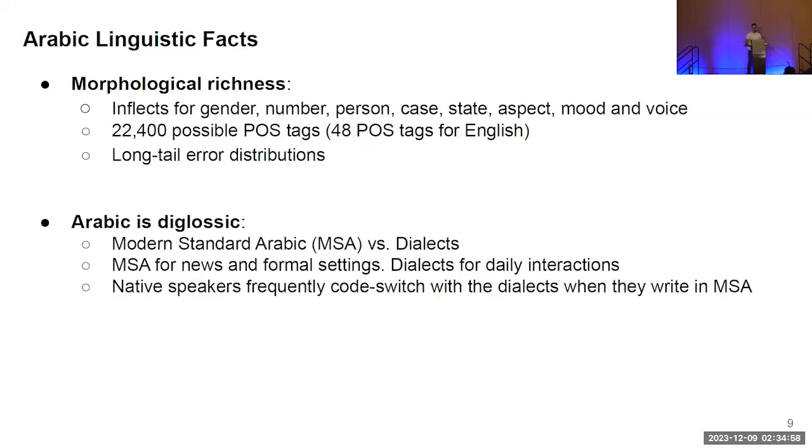Arabic is also diglossic, where we have Modern Standard Arabic, or MSA, as the formal form of the language that's standardized and typically used for news and formal settings. We also have dialects that really vary based on where they're spoken in the Arab world, and they're mainly used in daily interactions and social media settings. Interestingly, native speakers frequently code-switch between their own dialects and MSA when they write in MSA. In this work, we focus only on MSA.